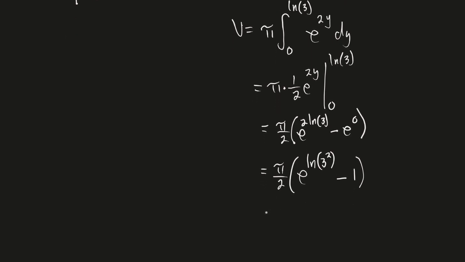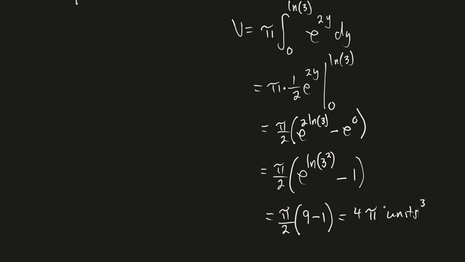So it does simplify quite a bit. I still have my pi, so it's still going to be irrational, but at least we'll end up with just 9 minus 1 there. So that's 8, and then 8 times pi over 2, it's 4 pi, and then this will be units cubed, right?